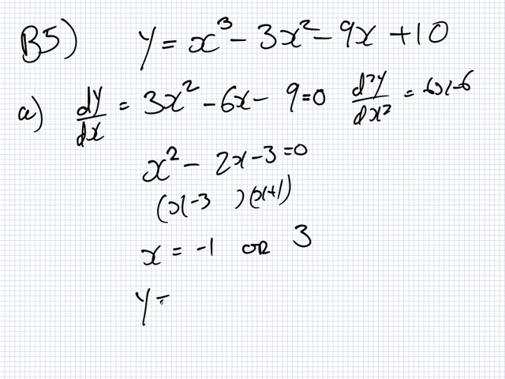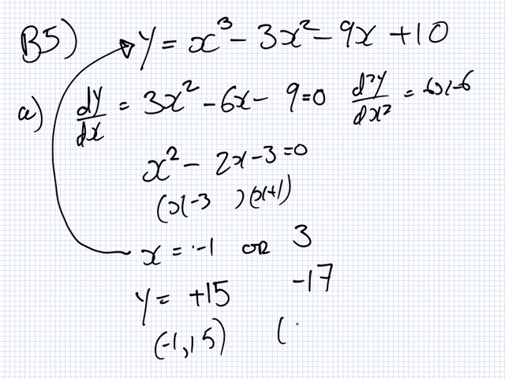And then you get the y by putting this back in here. So did you get the y? Yeah, you did. What did you get? Negative 17 for 3, and 15 for the other. Yeah. Okay.